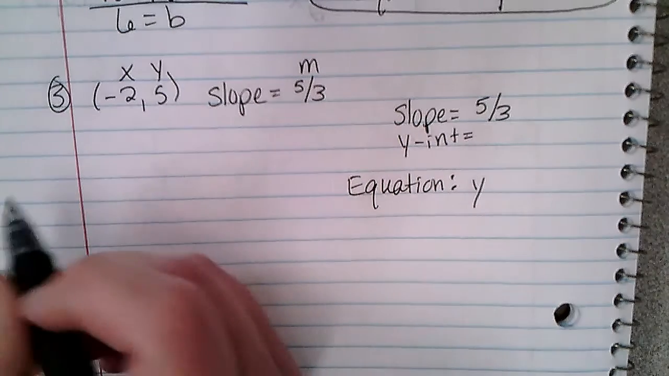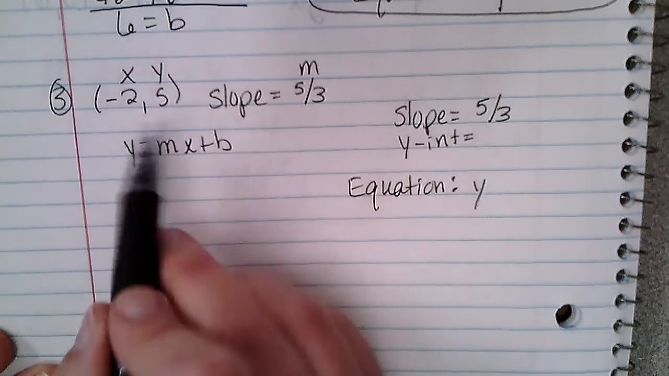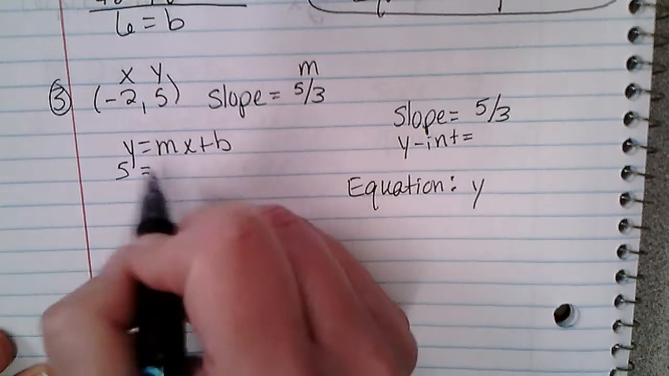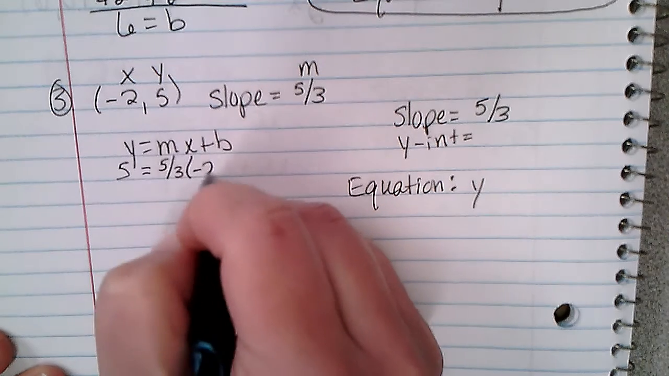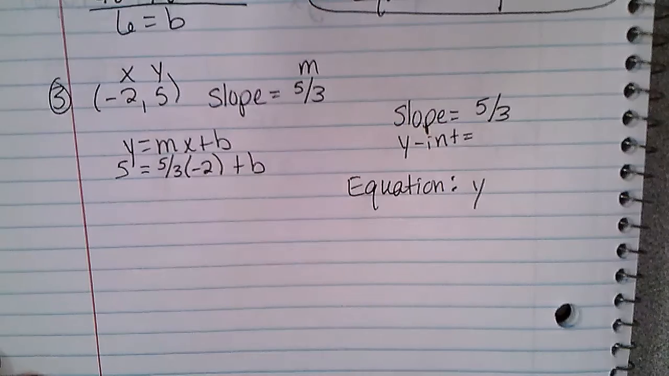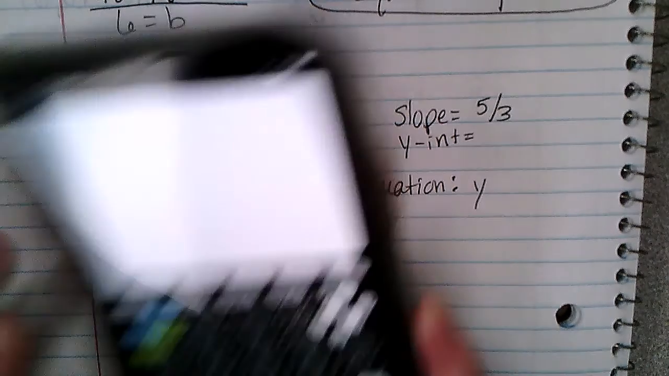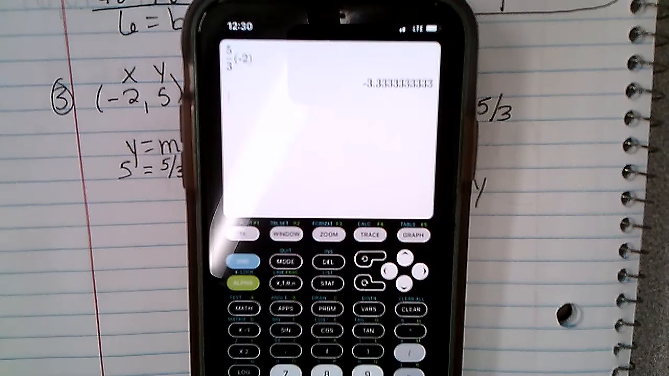Oh, I went ahead and wrote the y. It's all right. So y equals mx plus b. Find your y value of 5, your slope, or m, which is 5/3. Multiply that by your x, which in this case is -2, plus b is the portion I'm missing. But this time, when I go to my calculator and I do my alpha y equals, and I do my 5/3 times my -2, it's not a nice whole number. It's a decimal.